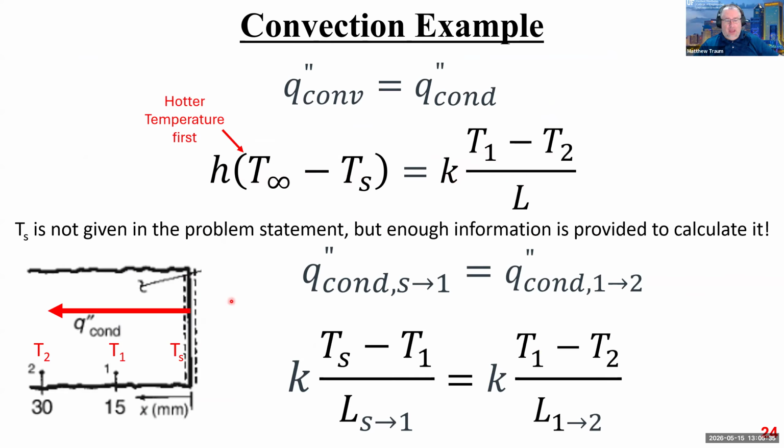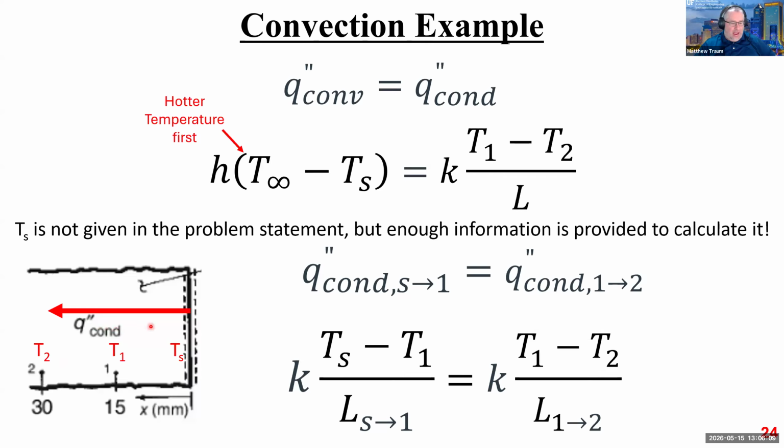I have a problem, which is I would love to be able to solve this for h, which is where I'm going, except I don't know Ts. I know T infinity, T1, T2, everything else, but I don't know Ts. So I have to be creative and figure out a way to get to Ts. It turns out that from my knowledge of conduction, I can figure out what Ts is. Ts is not given in the problem statement, but enough information is provided that we can calculate it. So how do I calculate it?